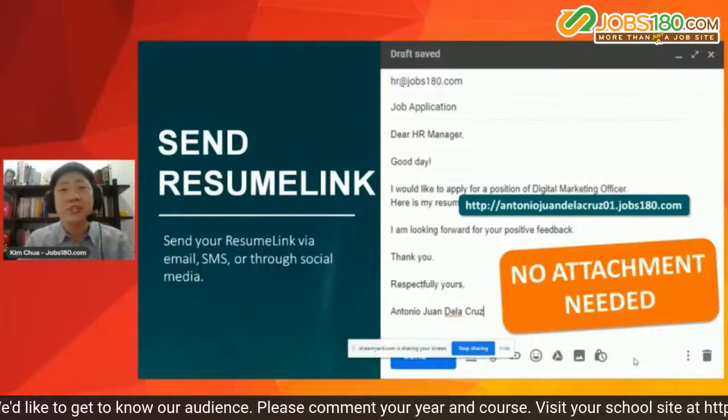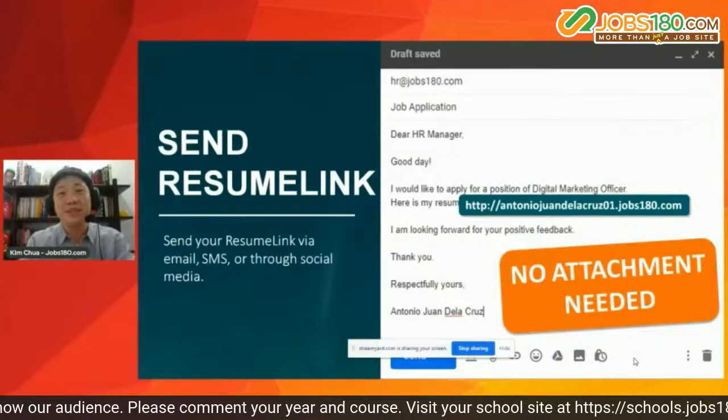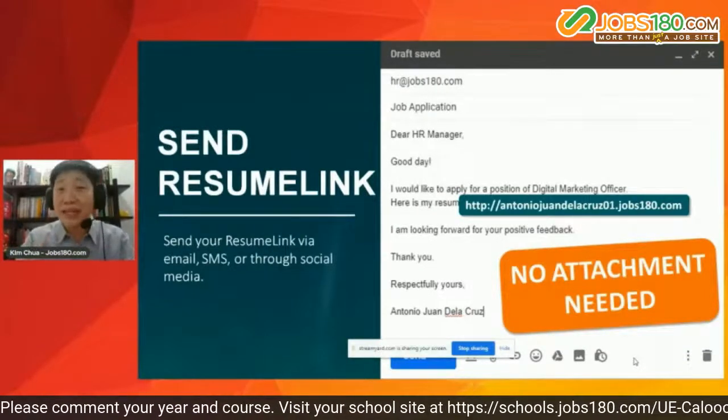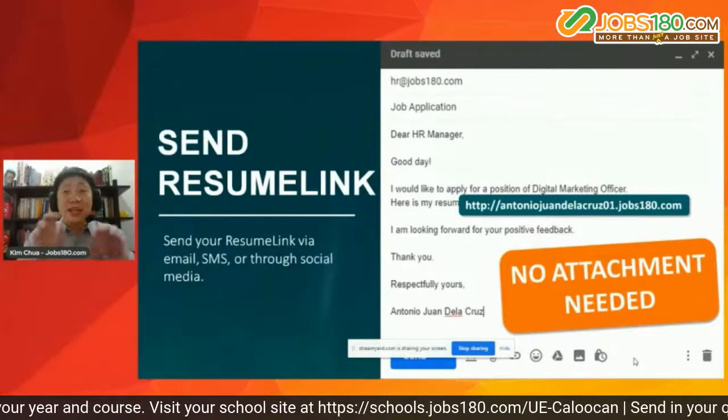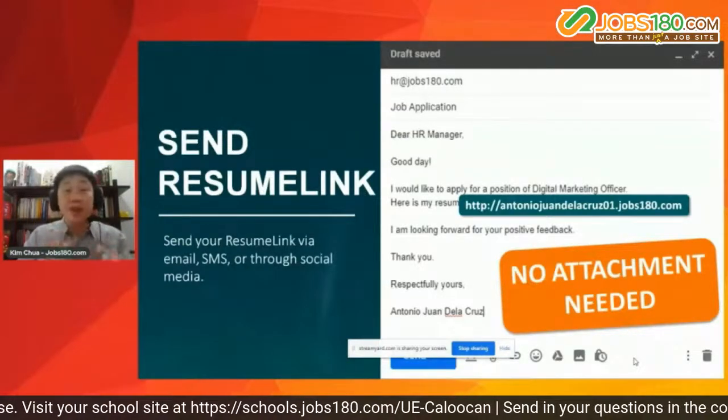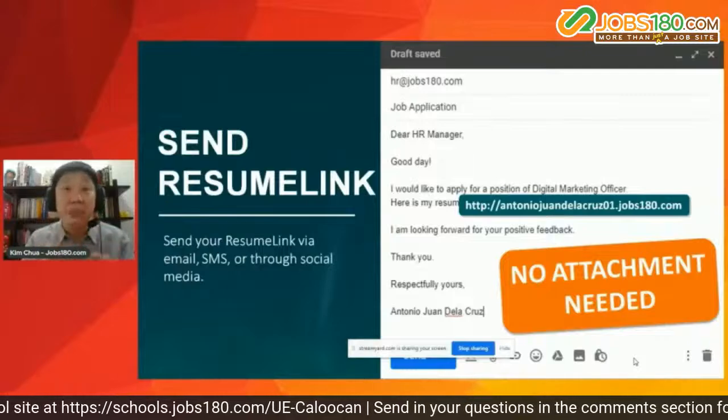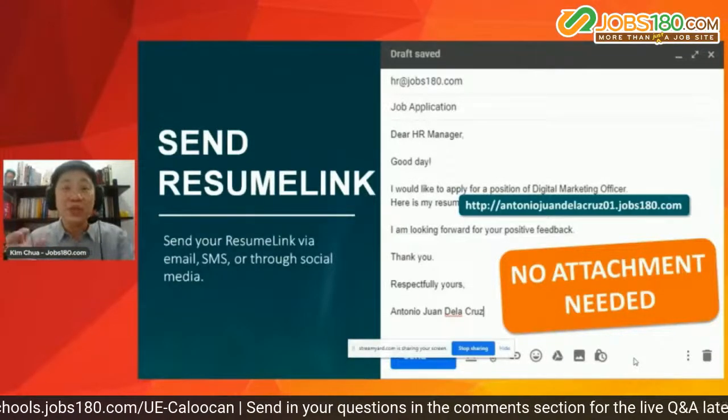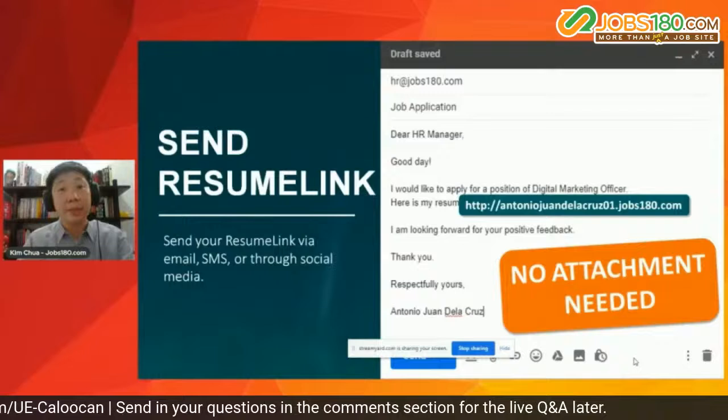Another practical application. When you submit your resumes through email, how do you do that? Madalas, ito ginagawa natin. Mag-email tayo, sasabihin natin, Dear HR Manager, I would like to apply for the following position and this is my resume. Ano gagawin nyo? I-attach mo yung Word file mo or PDF file mo. Tama?